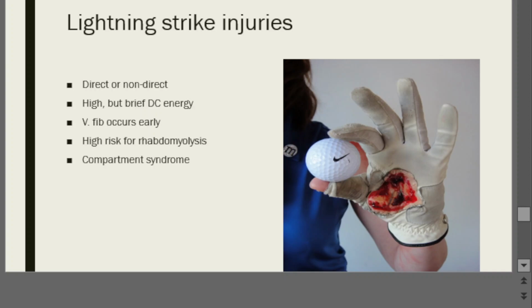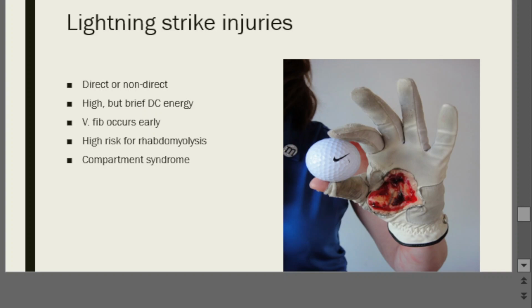Lightning strike burns can happen either directly or non-directly, so you can catch the whole weight of the lightning strike, or it can happen nearby, which can cause an issue. I can only guess that this person wearing a golf glove was tempting a lightning strike with them carrying a golf club.